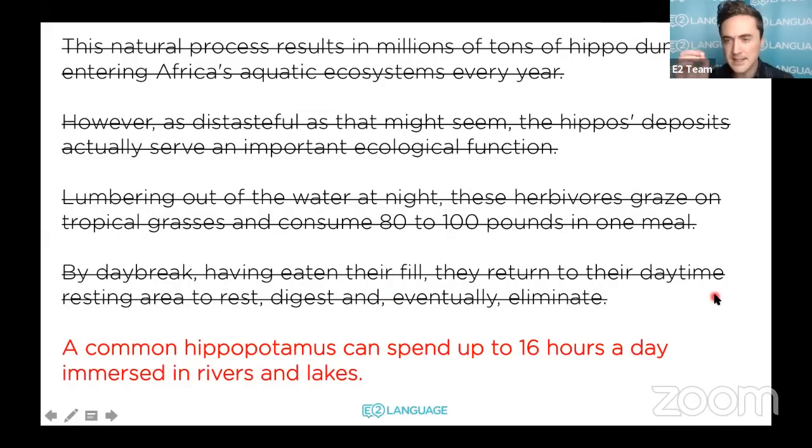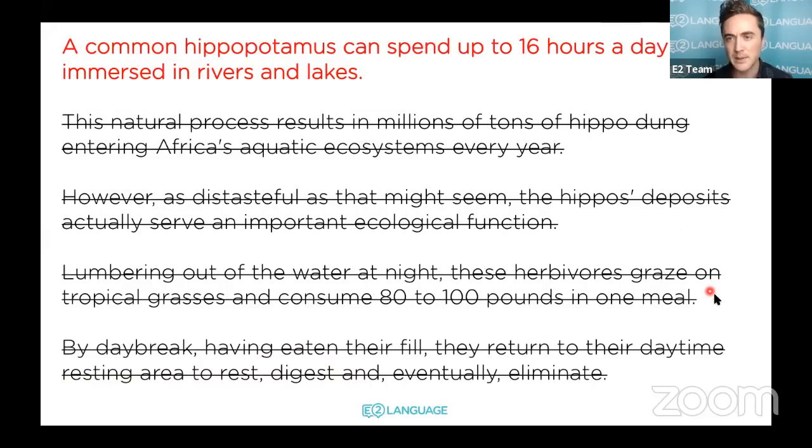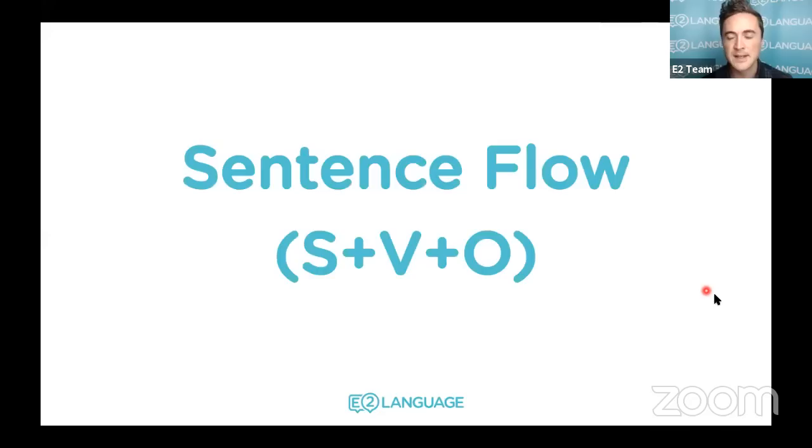This is a critical step because if you get that first sentence wrong, all of your other sentences will probably follow on and also be wrong. You need to get this one right. It sits right at the top of the paragraph. And from here, we now move into the next part of the method, which is sentence flow.